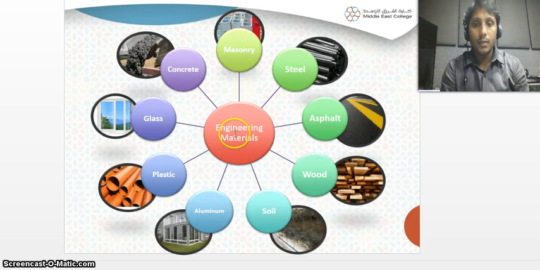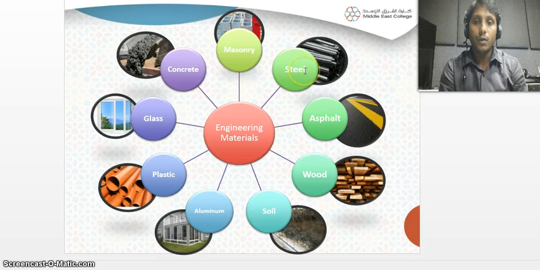See, these are the engineering materials. First, masonry. Masonry means blocks, bricks, all the works related to these come under masonry. Next, steel. I have already discussed this: as civil engineers, we are not going to call it steel. We are going to call it reinforcement.